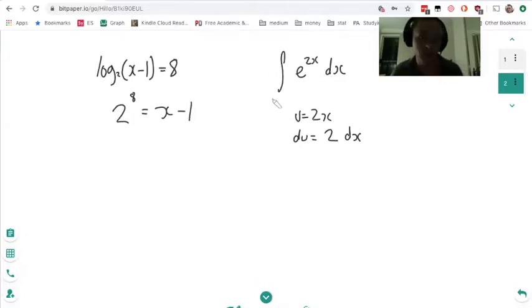So effectively, I haven't changed the integral at all. I've just multiplied by 2 times a half, which is just 1. So I'm going to go 1 half on the outside, and a 2 in here. That allows me to do the substitution. 1 half integral of e to the u du.